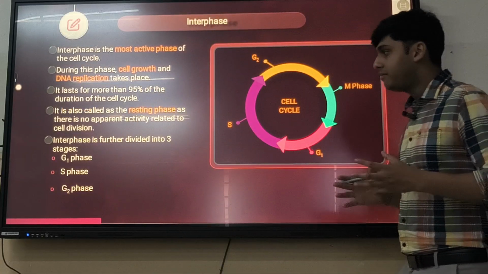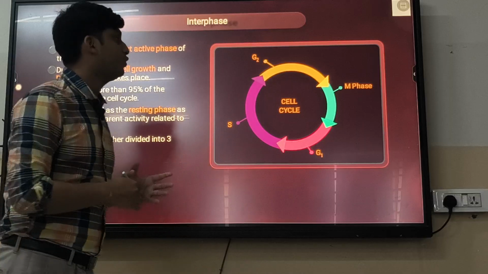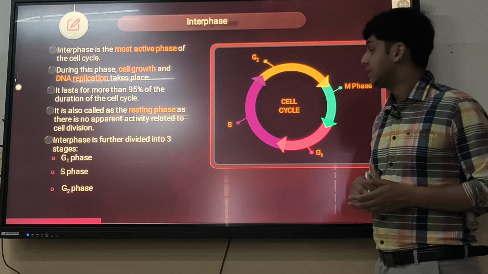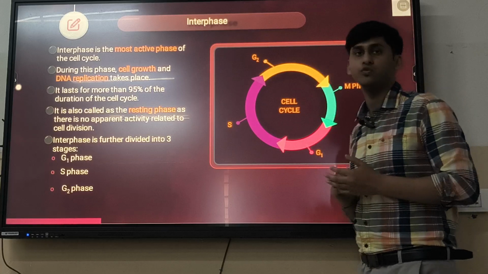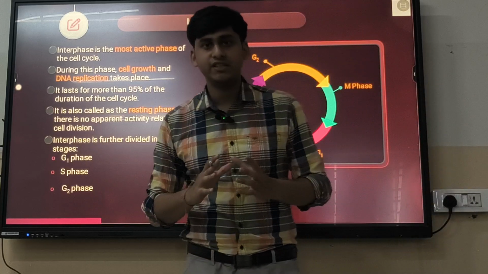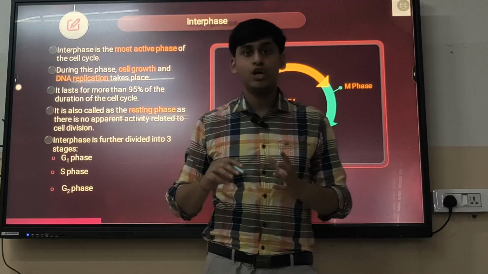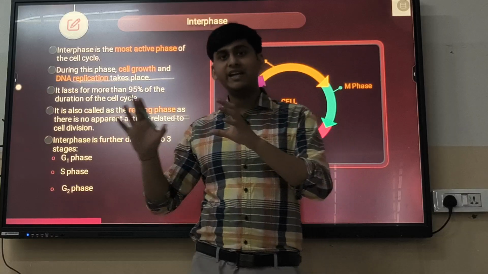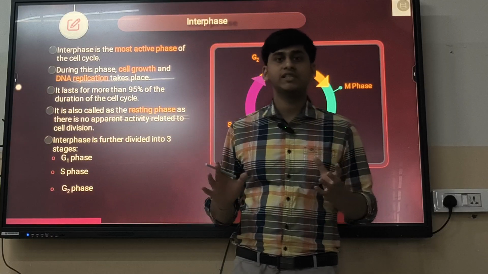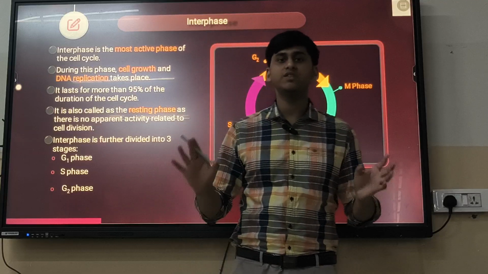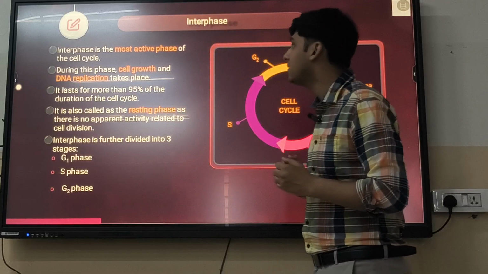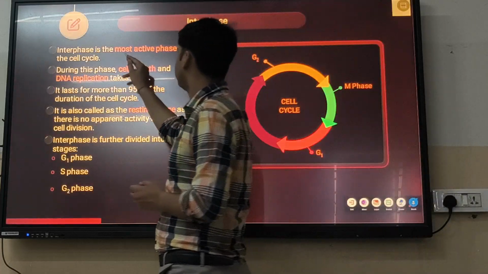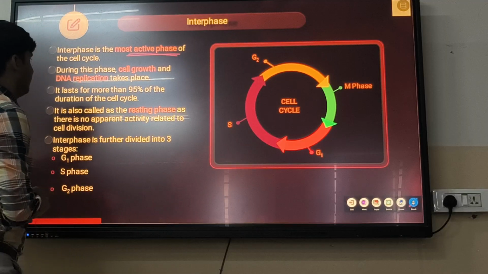Now, we will first discuss in this lecture the interphase, in which there are 3 phases: the G1 phase, the S phase and the G2 phase. In this phase of the cell cycle, the cell first grows. Why? The parent cell has to grow to divide into daughter cells. The daughter cells will be totally copies of the parent cell. It is the most active phase of the cell cycle.